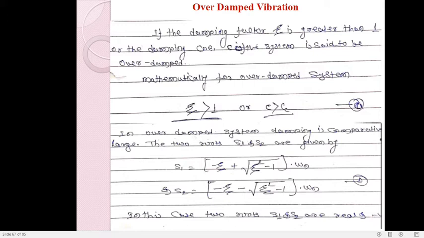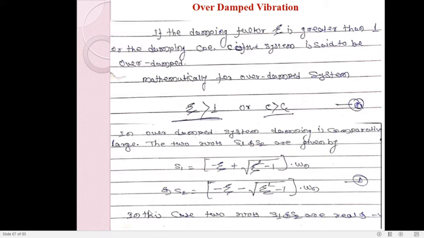As we have discussed in the previous lecture, for the fundamental equation of motion for the damped system, we got two roots, S1 and S2, which can be given as S1 equals minus xi plus square root of xi square minus 1, multiplied by omega n, and S2 equals minus xi minus square root of xi square minus 1, into omega n. Let us call this equation B. In this case, the two roots S1 and S2 are real and negative.